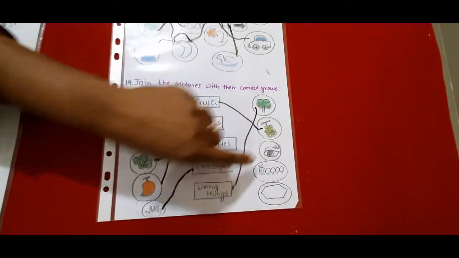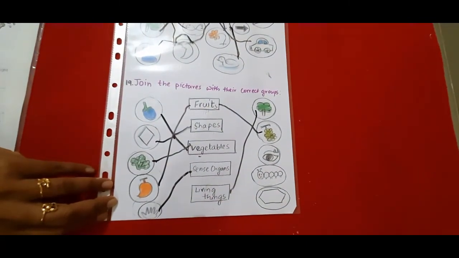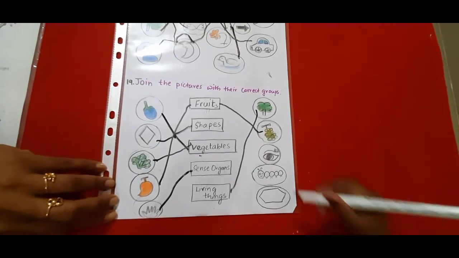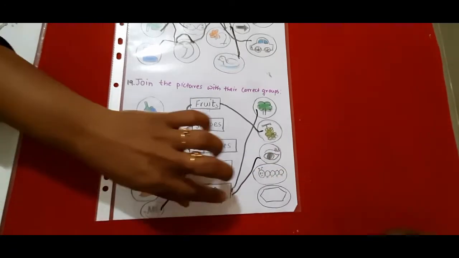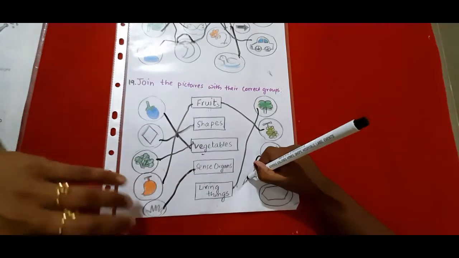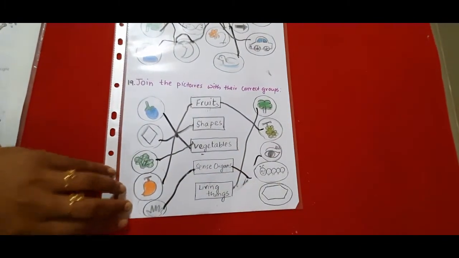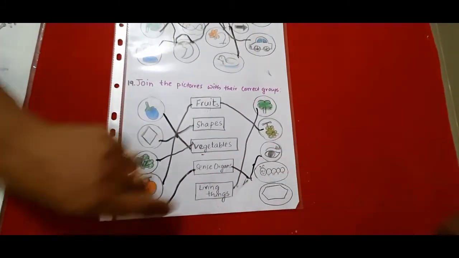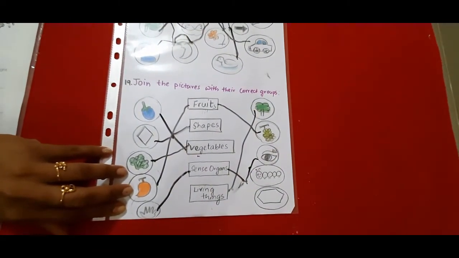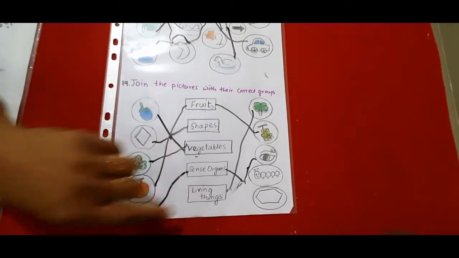Next one, the eyes. Eyes are for looking. So is it a sense organ or living thing? Sense organ. Very good. Join. No, this is the living thing. This is the sense organ. Join. Sorry, it's okay. Now this caterpillar, is it a living thing or a sense organ? Living thing. Very good. Join it. Where is the living thing? Yes, this one. Join.